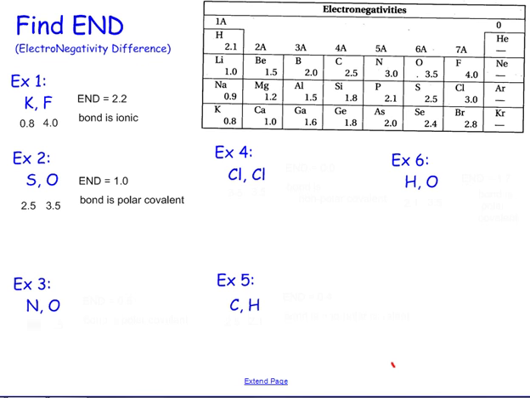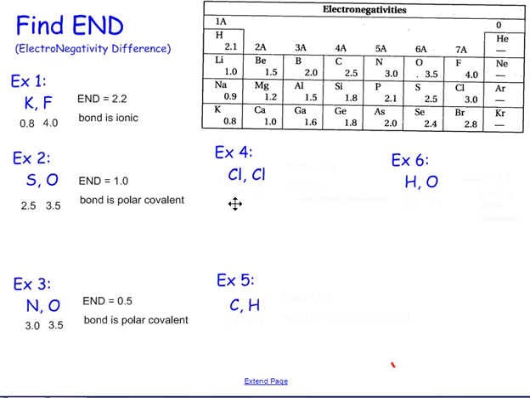Nitrogen has an electronegativity of 3.0. Oxygen has an electronegativity, as we saw in a previous problem, of 3.5. The difference here is 0.5, which classifies this bond as a polar covalent bond. So in example 2, we had a difference of 1.0, and here we have a difference of 0.5 in example 3. So there's sort of a spectrum of polarity of bonds. It's not just one. Even within the polar bonds, there's a whole range of polarity.